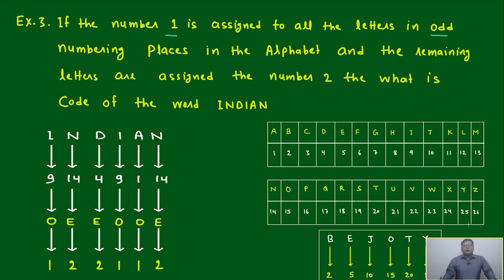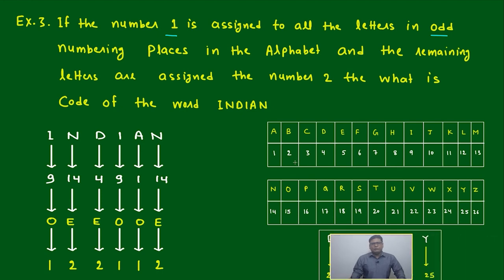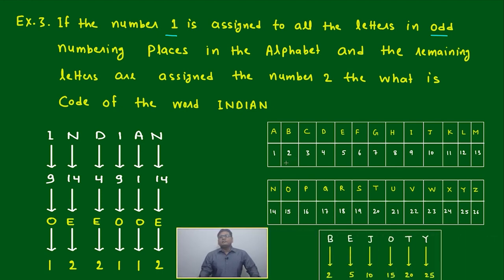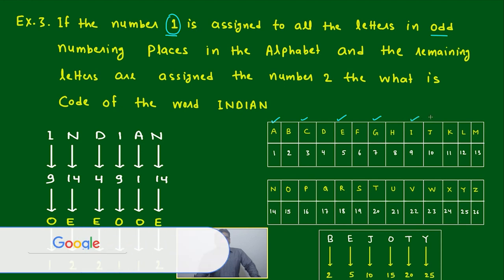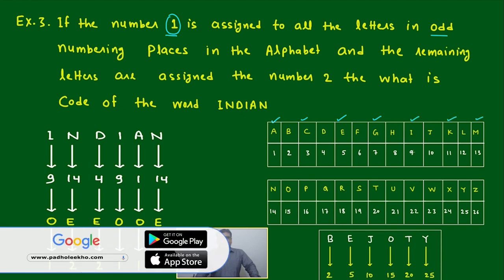like A to Z, 26 letters are there. Out of that, half of the letters will be in odd positions, half of the letters will be in even positions. Then the number 1 will be assigned to all the letters in odd numbering positions. Means you can say A, C, E, and so on, after that I, K, M.